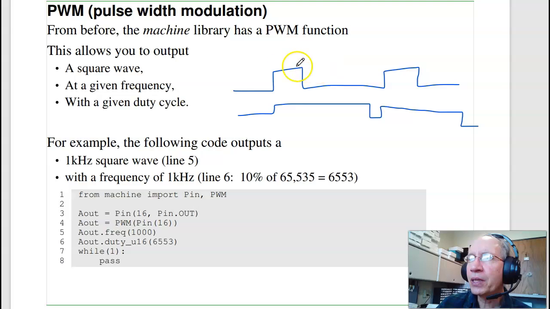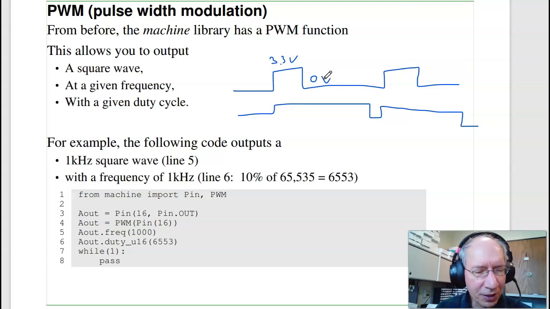What that does for you is the peak is always 3.3 volts. You're kind of stuck with that. The minimum is 0 volts. If I vary the duty cycle, I can fake an analog output. I can get something between 0 and 3.3 volts, and a percentage of that.